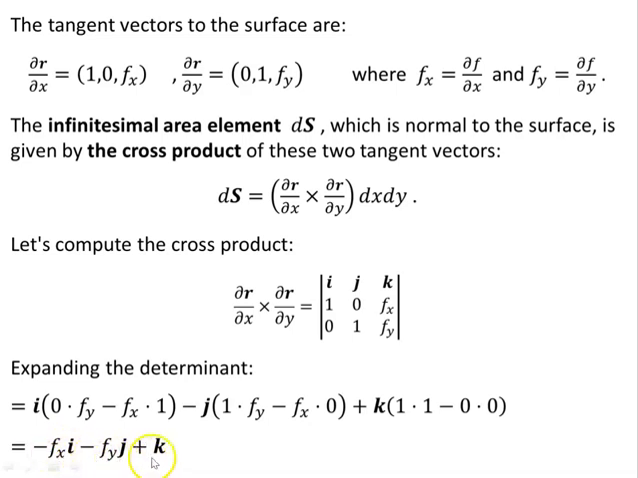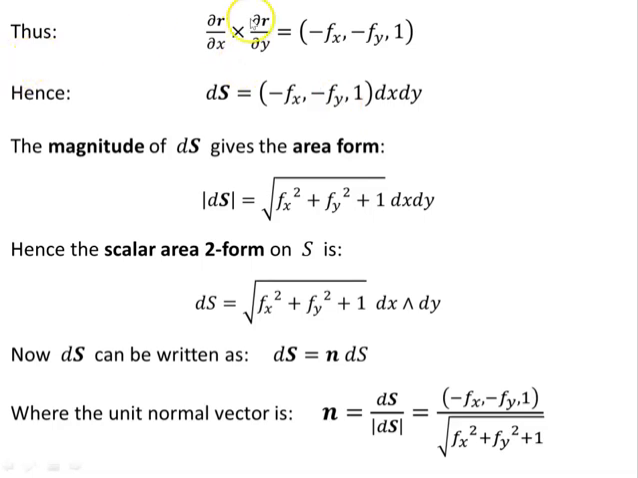It gives you this object here, this vector. i is a unit vector in the x direction, j is a unit vector in the y direction, k is a unit vector in the z direction. And so partial r, partial x crossed with partial r, partial y is this object here, and hence dS is this vector dx dy. The magnitude of dS gives the area form, so this gives you that, and hence the scalar area 2-form on S is this object here, dx wedge dy.